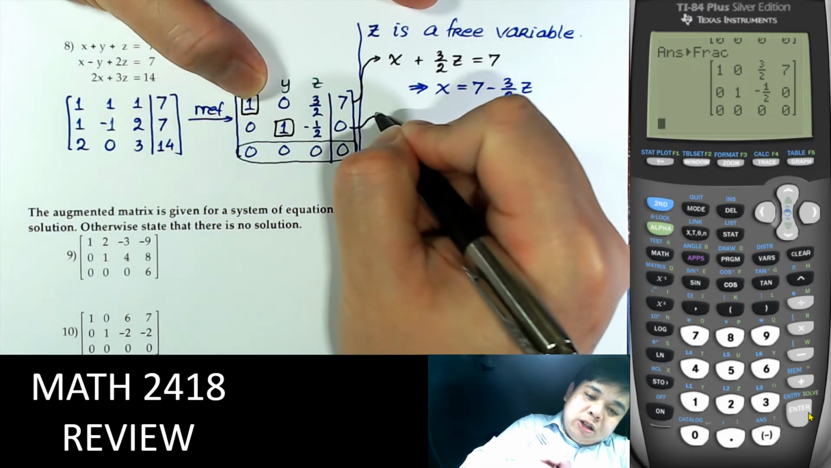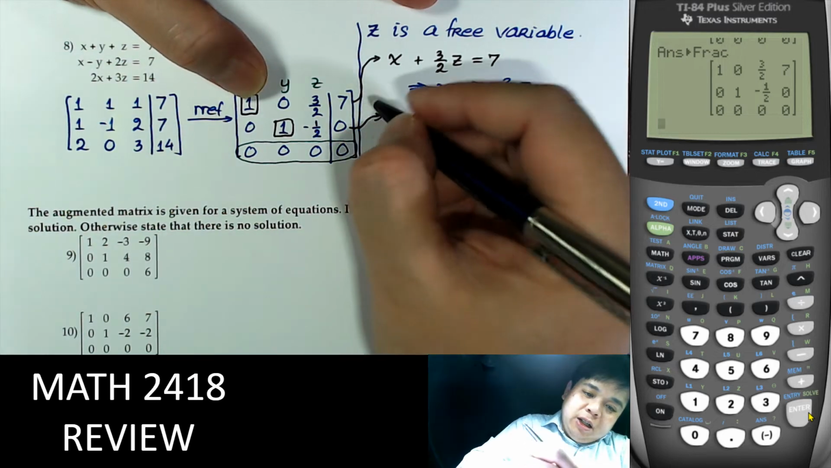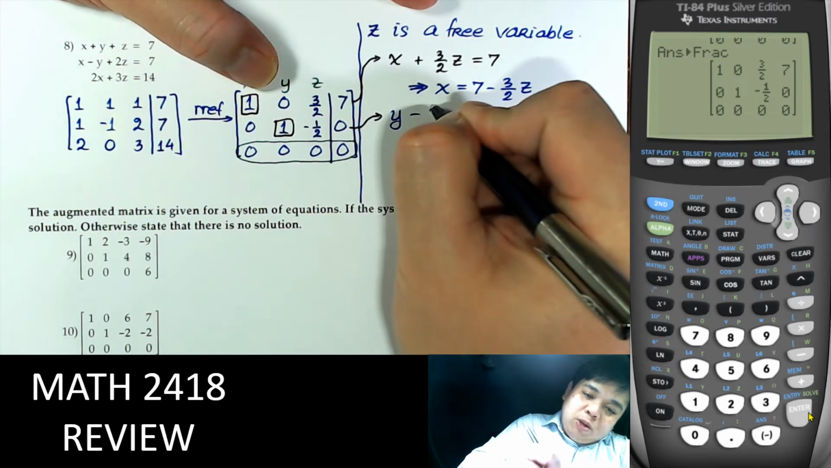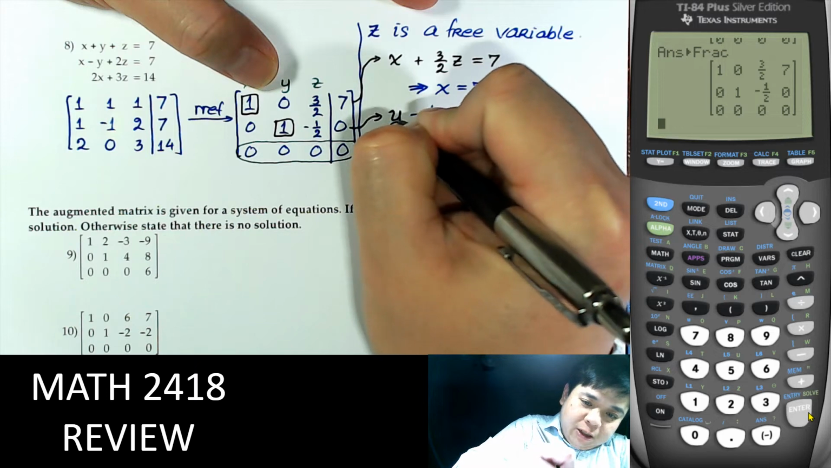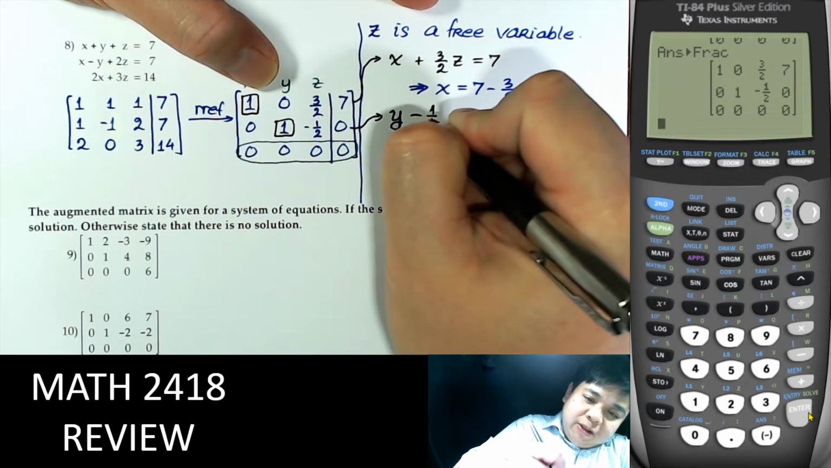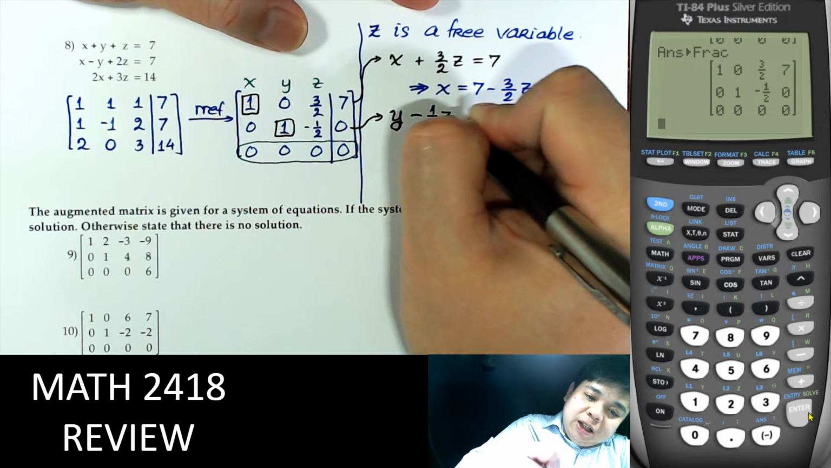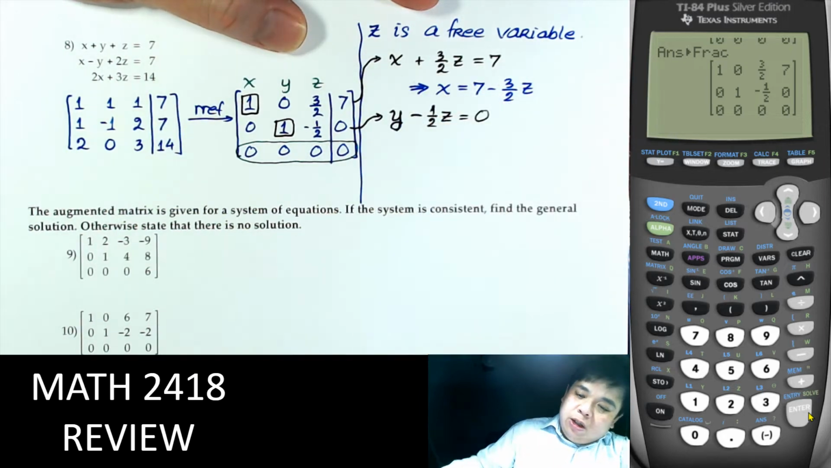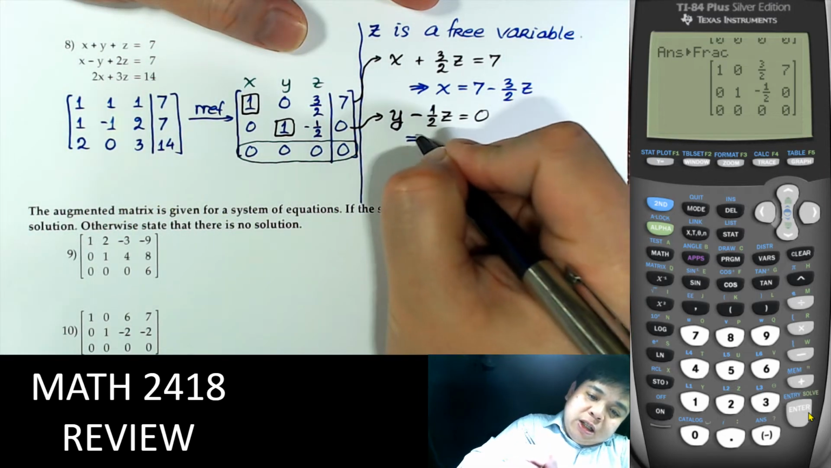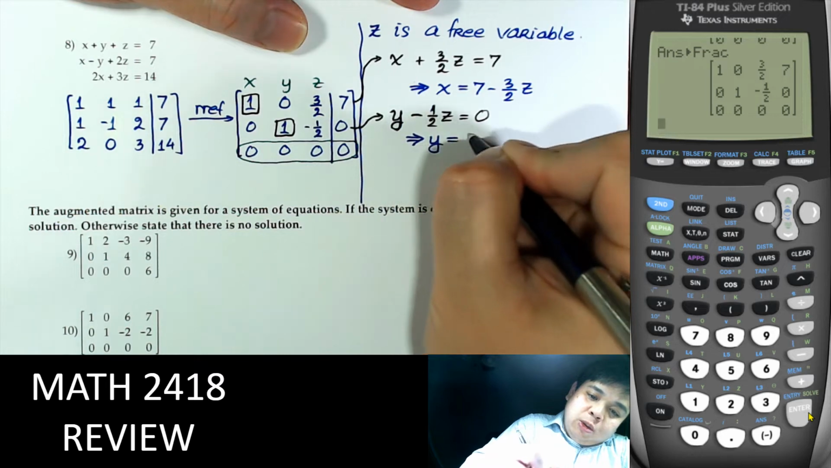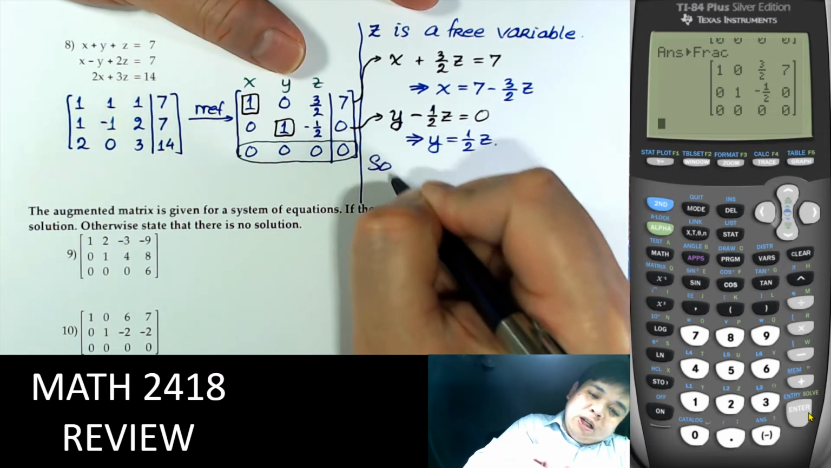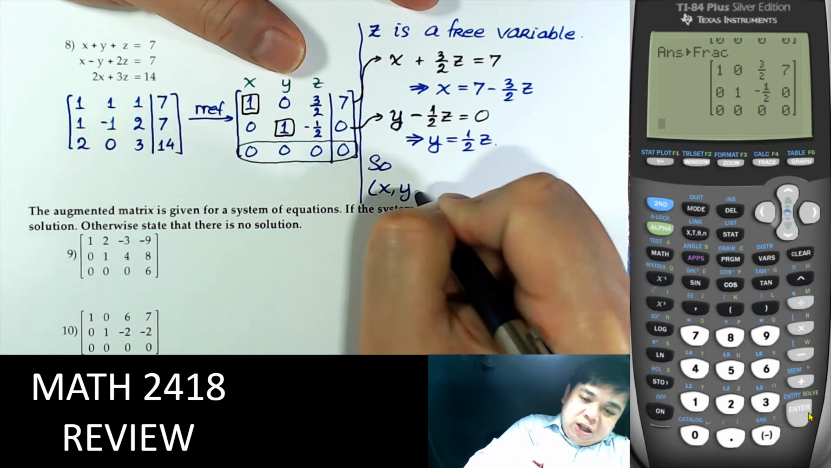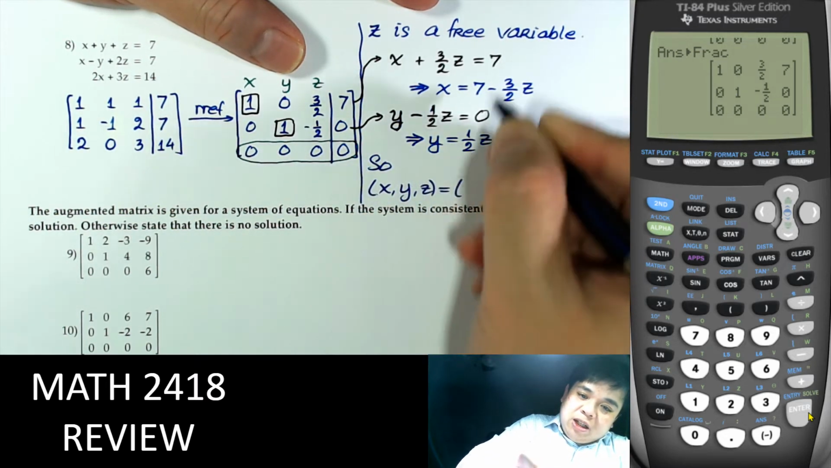For this equation we get y minus 1/2 z equal to 0. So we can get y is equal to 1/2 z. So we have the equations x, y, z, where x is this.